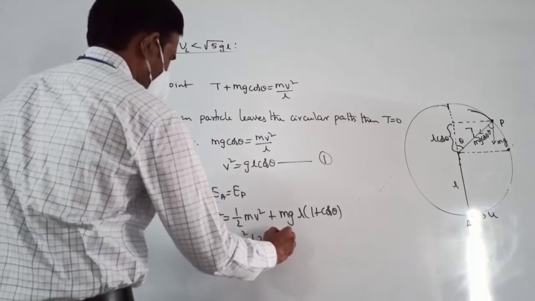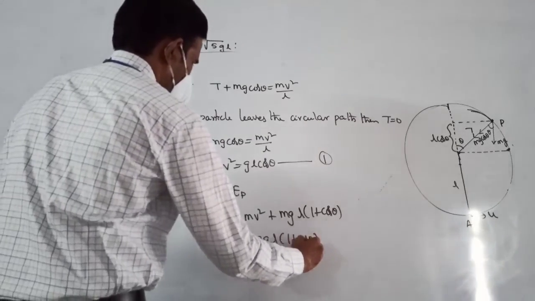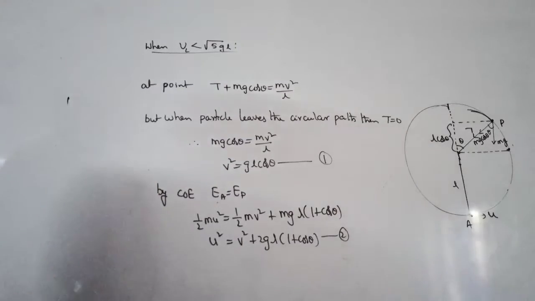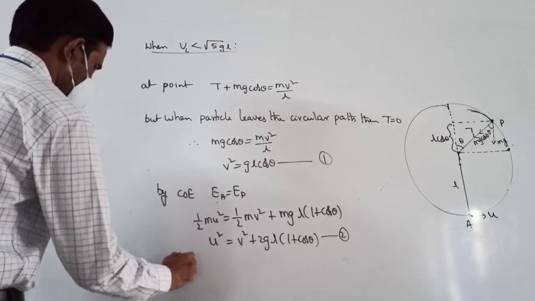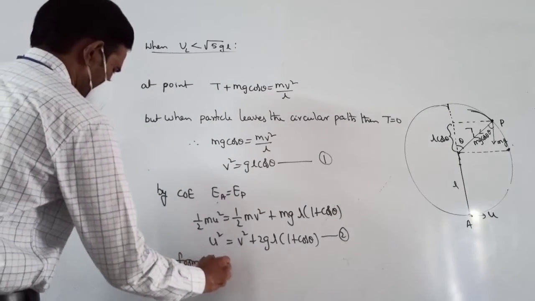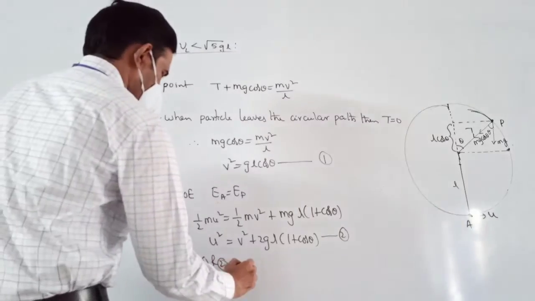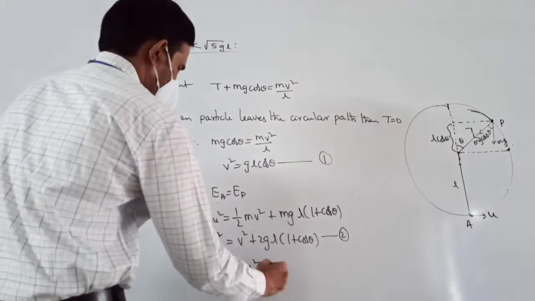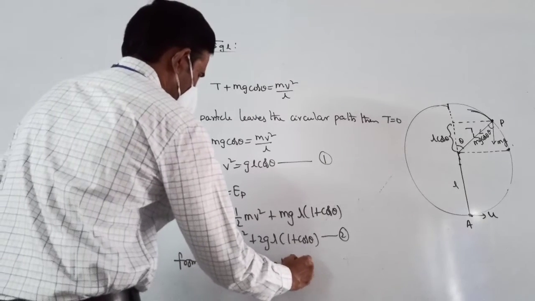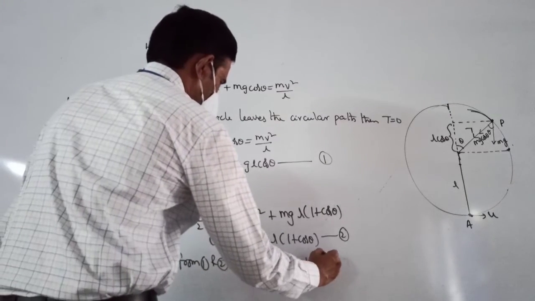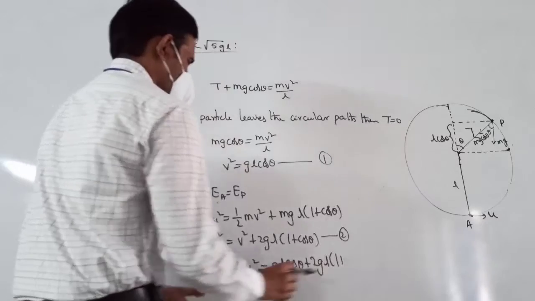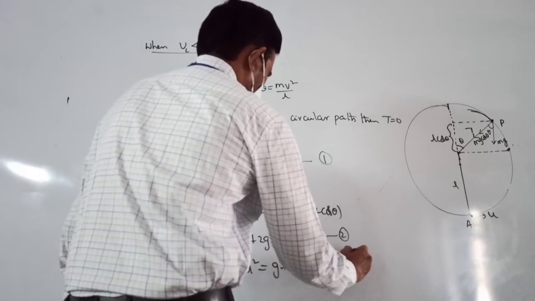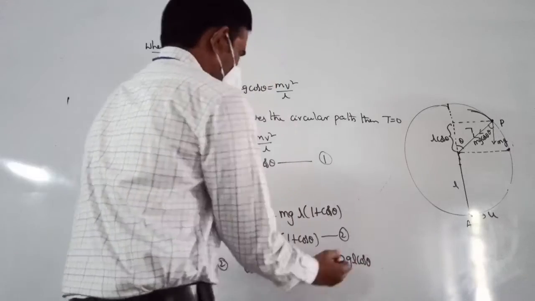Now from equation 1 and equation 2, u square is equal to, the v square value I am substituting here, gl cos theta plus 2gl of 1 plus cos theta. So you can write this as, I am splitting the term, 2gl plus 2gl cos theta. So generally from this we will get the theta value or cos theta value. That gives the position where the particle leaves the circular path.